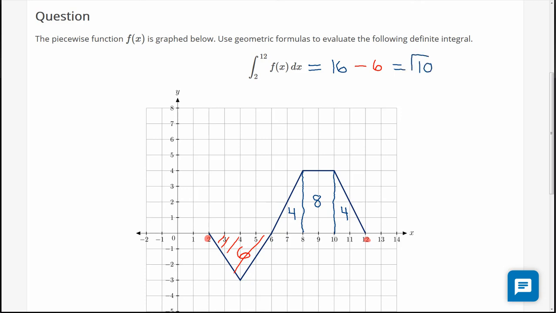So the idea is your definite integral is the signed area under the curve. Area above the x-axis gets counted positively, and area below the x-axis gets counted negatively. So again, it's all about areas. You just have to be a little bit careful about whether the area is above the x-axis or below the x-axis. But not really a big deal.